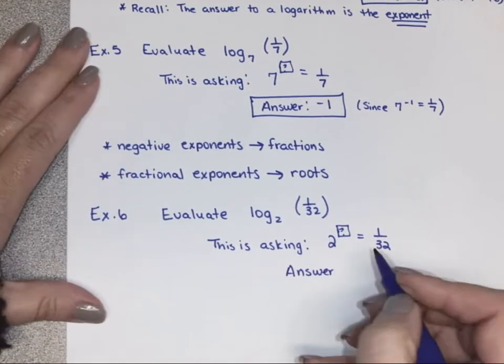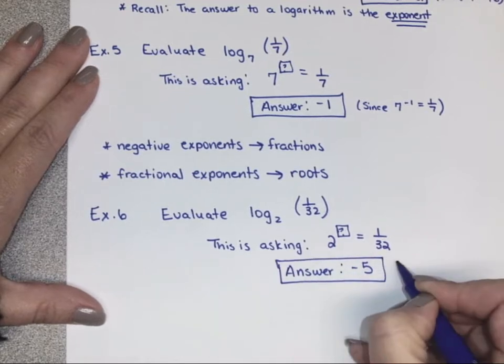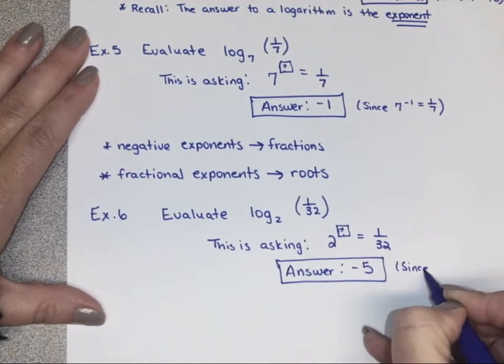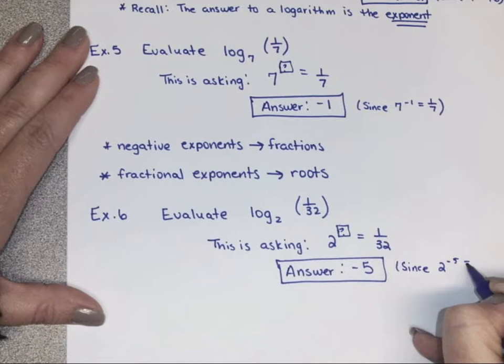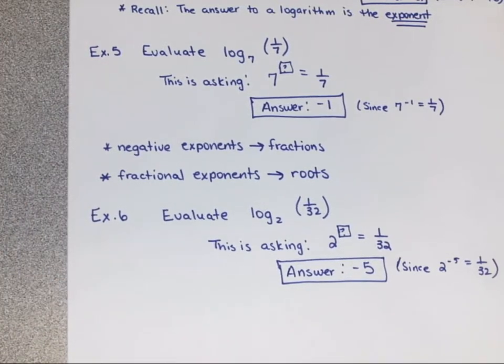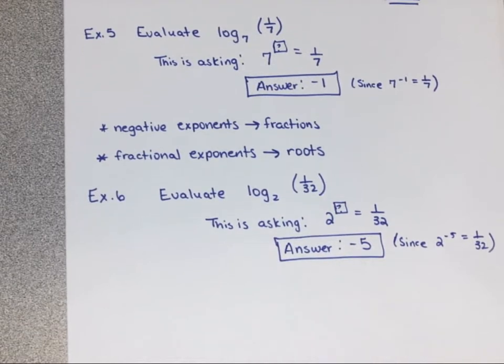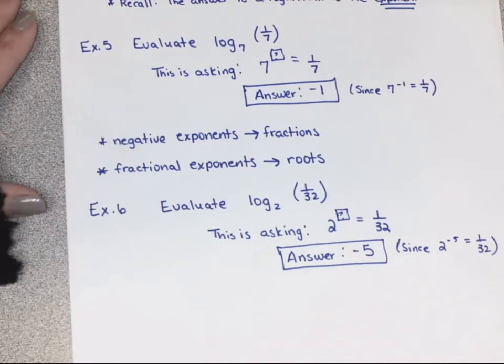So it's not just 5, though. The answer is going to be negative 5, right? But that is since 2 to the negative 5 equals 1 over 32. So I want to be clear that we have some work we're showing here, but the answer is just plain old negative 5.